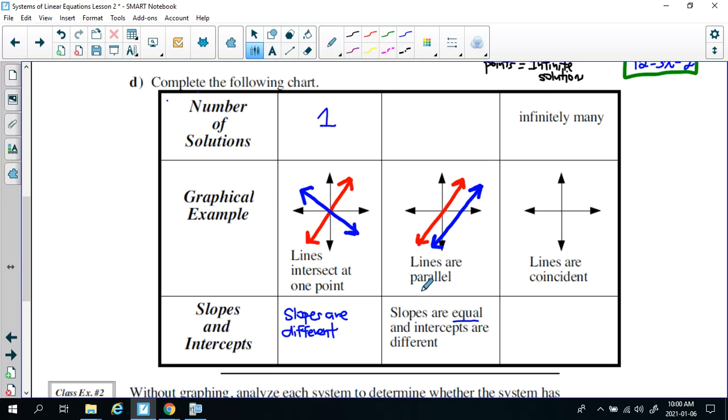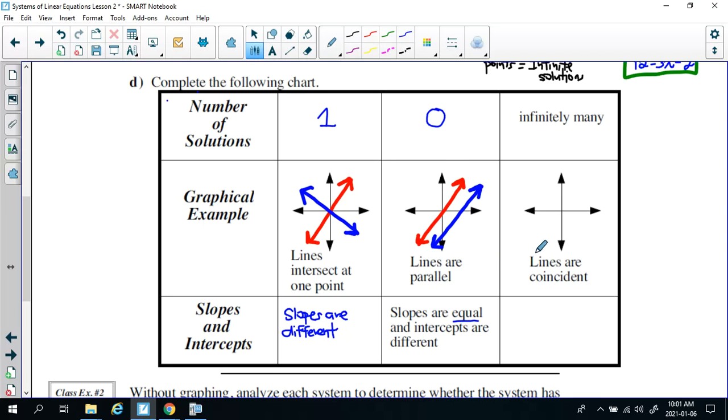And if they're parallel lines that have the same slope, then the x and y intercepts are going to be different as well. And I can see it here. The two x intercepts and the two y intercepts are a little bit different. In this case, how many solutions do you have? Zero, because those two lines never actually touch each other.